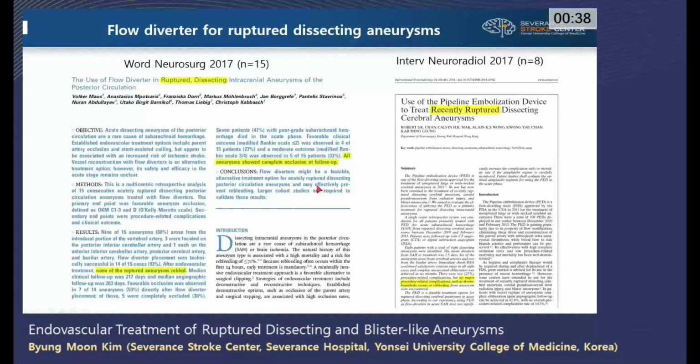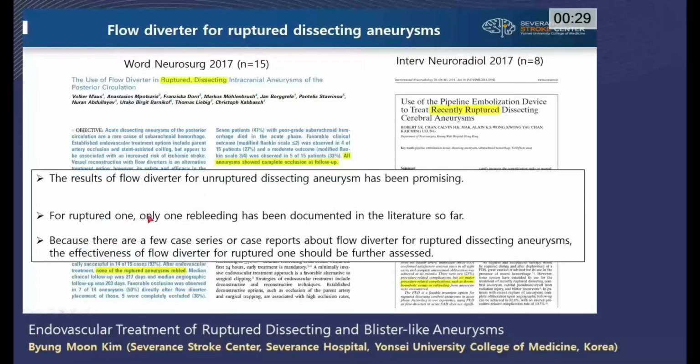There are few, small case series about the flow diverter for treatment of ruptured dissecting aneurysm. The result of flow diverter for unruptured dissecting aneurysm has been very promising. For ruptured ones, only 1 rebleeding has been documented in the literature so far. Because there are only a few case series or case reports, the effectiveness of flow diverters for ruptured ones should be further assessed.